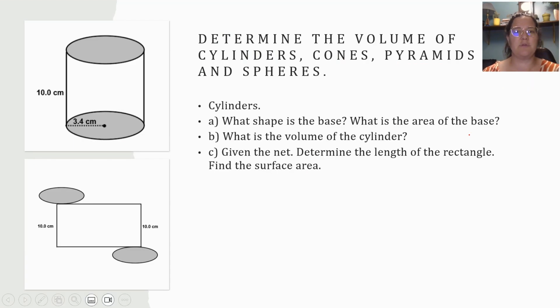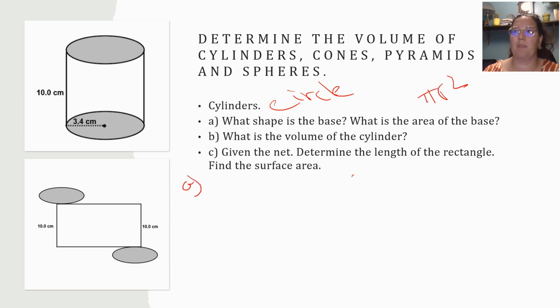So now we're going to move on to cylinders, cones, pyramids, and spheres. For cylinders, what shape is the base? The shape of a base in a cylinder is a circle. So what is the area of the base? The area of the base is going to be pi r squared. So that's what we're going to calculate first.